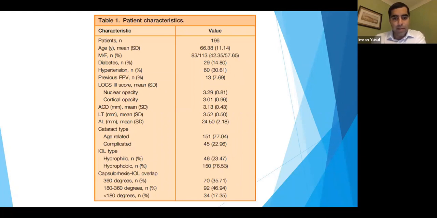They mention the IOL type implanted. You can see mostly hydrophobic lenses, but there were 46 hydrophilic. They also mention in the paper it's a combination of one-piece and three-piece lenses, although they didn't analyze those separately because there were only a small number of three-piece lenses used. And they also give a description of the amount of capsular excess IOL overlap, where you can see in 70 cases out of the 196, there was a 360-degree overlap. In 92, there was between 180 and 360-degree capsular excess overlap of the IOL, and in 34, there was less than 180 degrees. So those were some of the characteristics of the group.